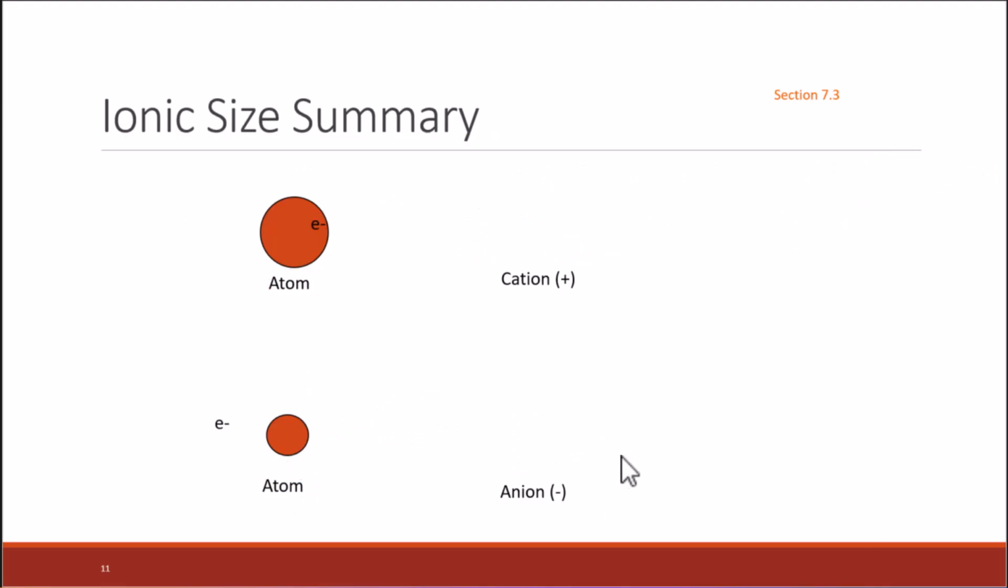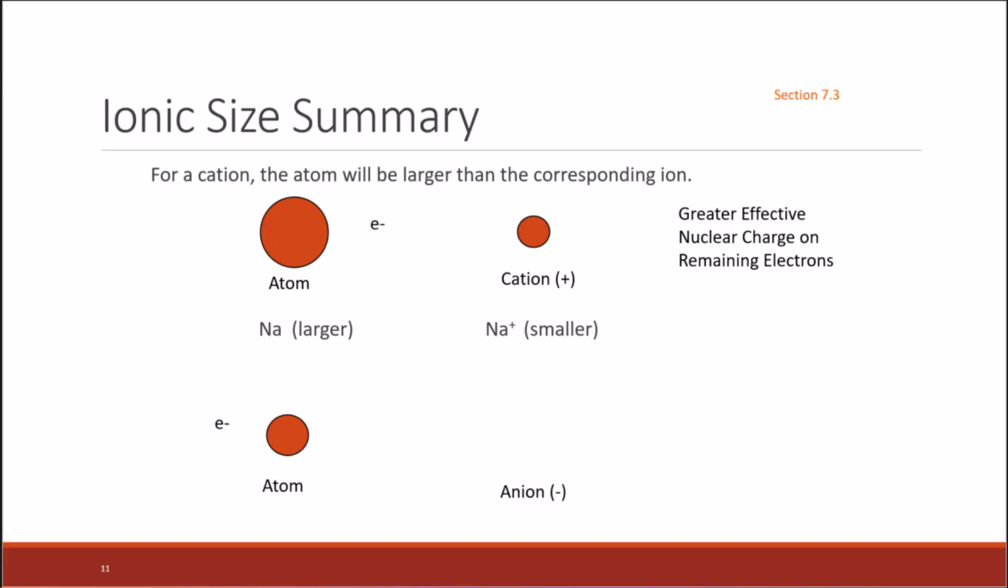Okay, so I just realized that there's an animation here, so let's go ahead and use the animation. Here's our atom. It's going to give up an electron to become a cation. You have greater effective nuclear charge on the remaining electrons. You've also lost an entire valence shell in the case of sodium. And so your radius of the cation is smaller due to the loss of that shell and the greater effective nuclear charge on the remaining electrons.